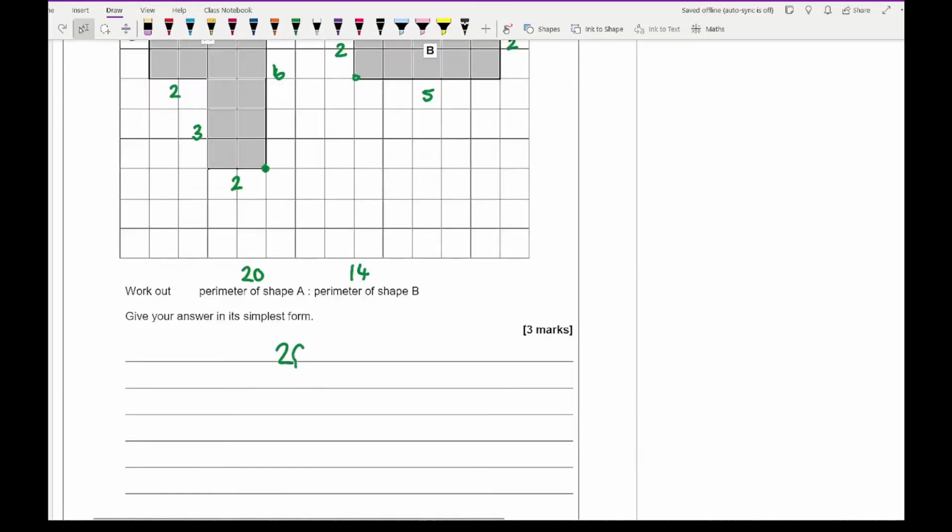And then we just want to simplify that ratio. We can divide both numbers by 2, so that's 10 to 7.